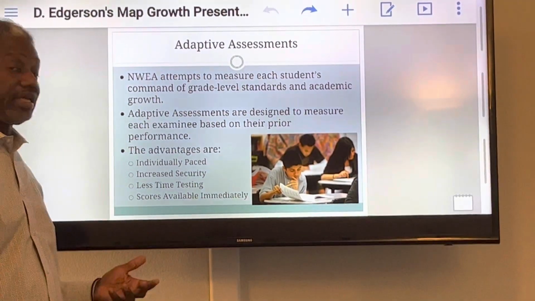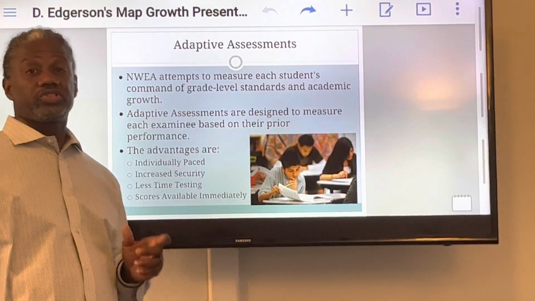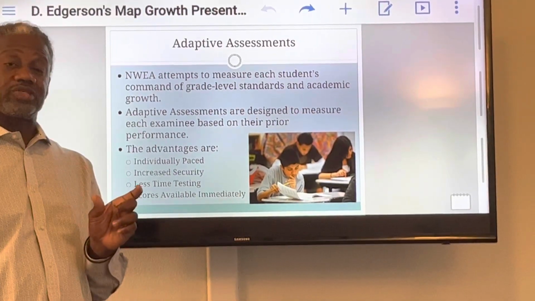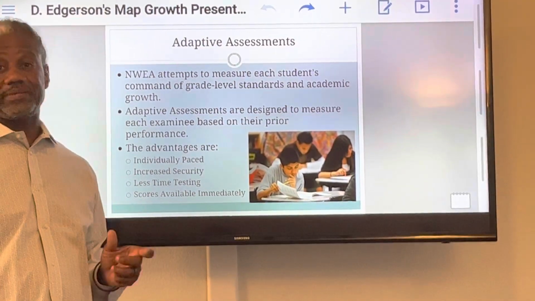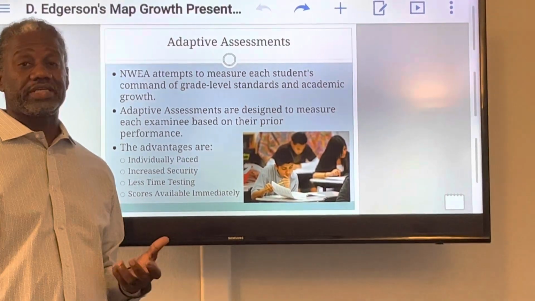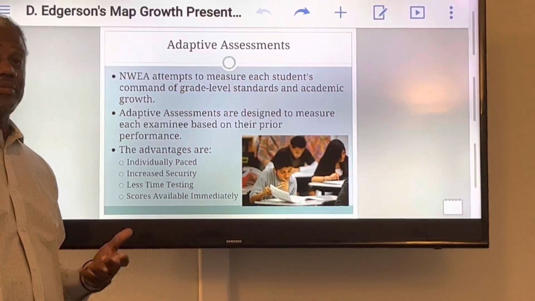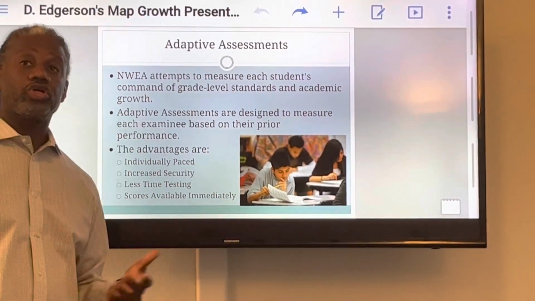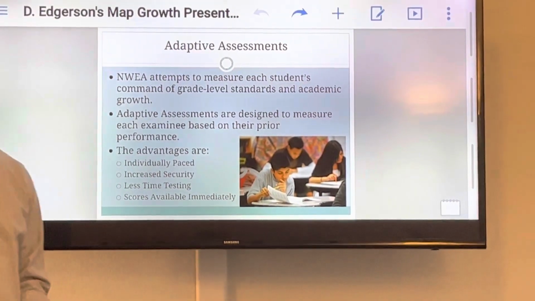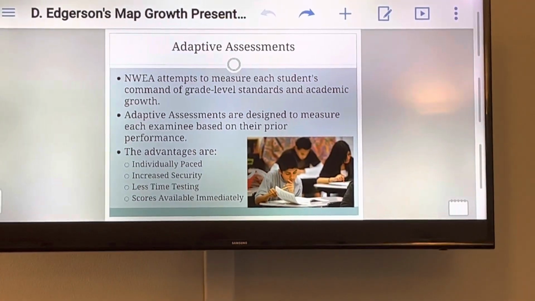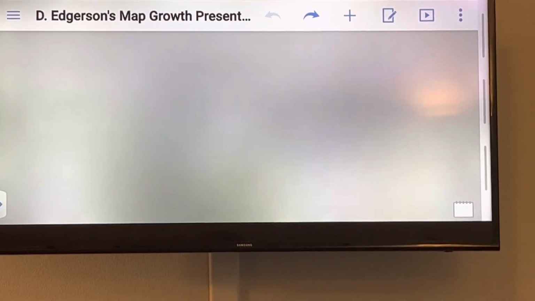Another advantage is increased security, because no two items are going to be exactly the same at the same time, since students are taking the test individually. Another advantage is there's less time testing and scores are available immediately. That helps teachers and school leaders to inform the instruction going forward.